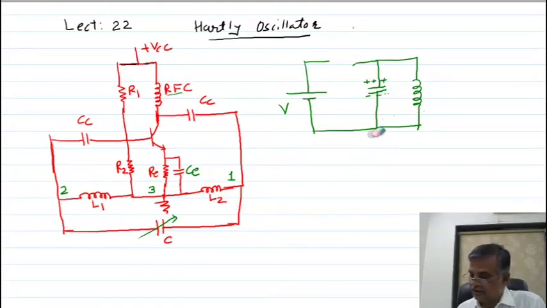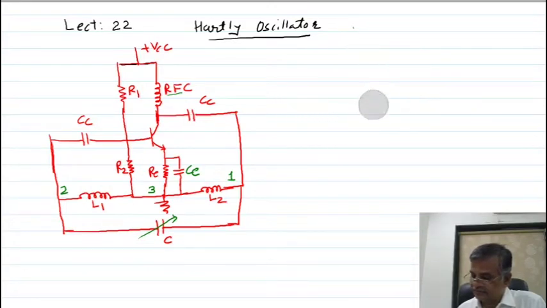Now, let us discuss the circuit diagram. So already I told you, R1 and R2 provide the voltage divider bias, RE and CE provide the self bias. This is the coupling capacitor. This is your coupling capacitor.